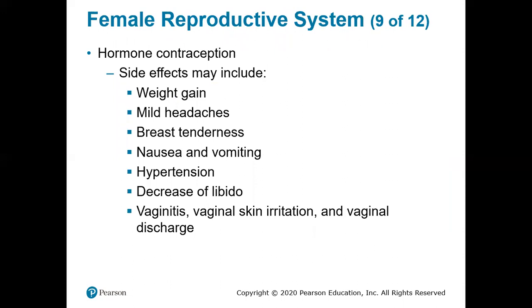So, again, hormone contraception does come with some side effects. They may include weight gain, mild headaches, breast tenderness, nausea and vomiting, hypertension, decrease of libido, can also cause vaginitis, vaginal skin irritation, and vaginal discharge.